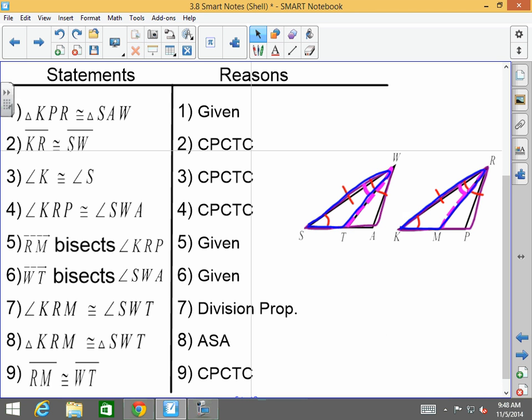Are you guys following this proof? Do you understand what we did here? Label, label, label, label. Draw those triangles out. Tick marks. It helps. Yes, sir.